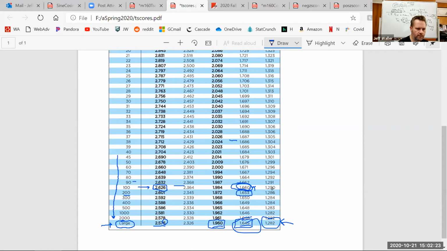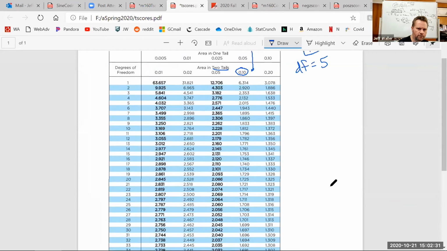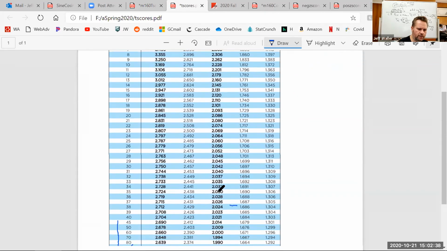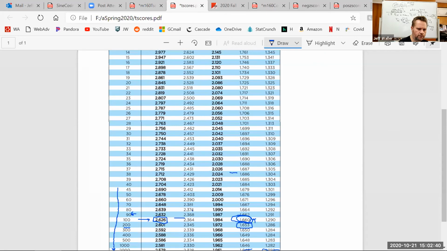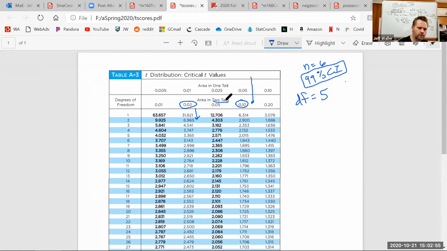So if you go to 90, oh, I'm sorry, which column do we want? 98% confidence. So which column am I going to use? Second column. Yeah, because 2% outside then. So you go down to 90 and you get the 2.368. You guys with me? So your level of confidence tells you which column to look at, and then your degrees of freedom tells you where to stop.